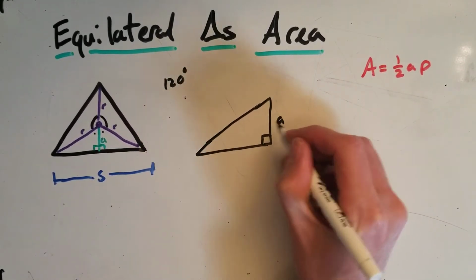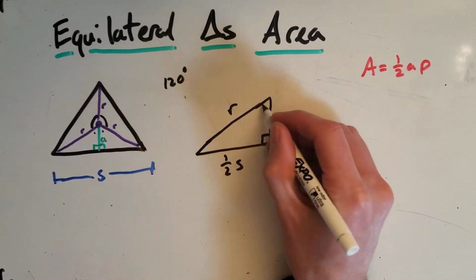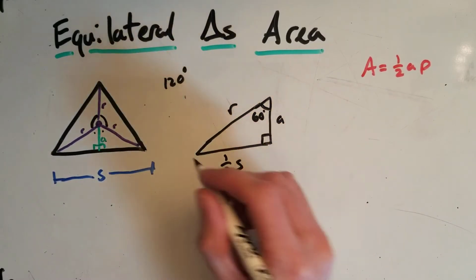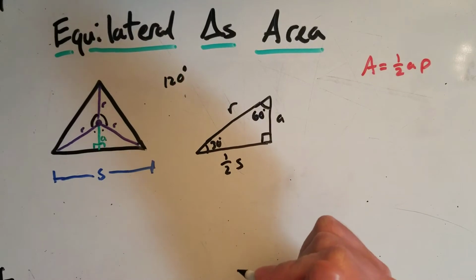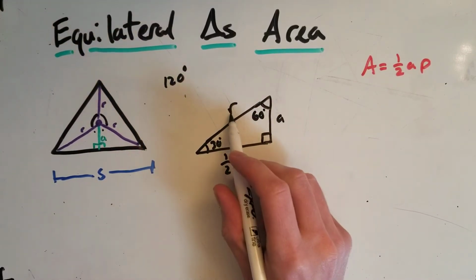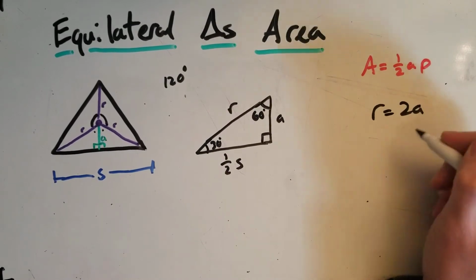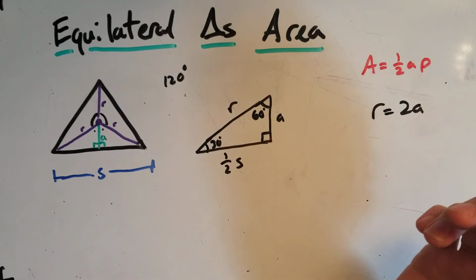We have the right angle, the apothem, the radius, and 1/2 the side. So this angle up here is going to be 1/2 of that 120, so it's going to be 60, which is nice because then we know this is 30. And then you can look at some of the relationships. The relationship between the radius and the apothem: the radius is going to be equal to double the apothem in an equilateral triangle. That's a good relationship to know.